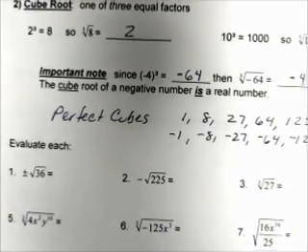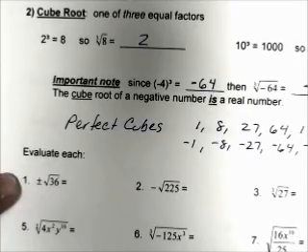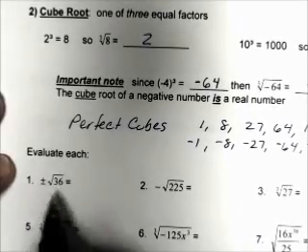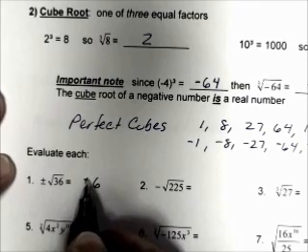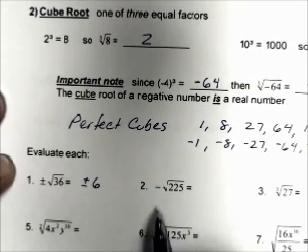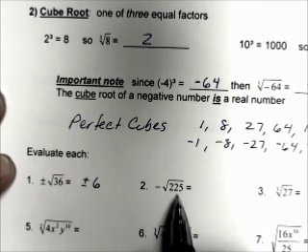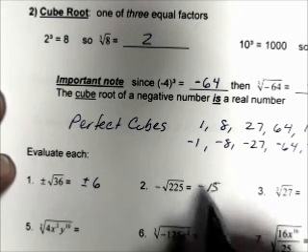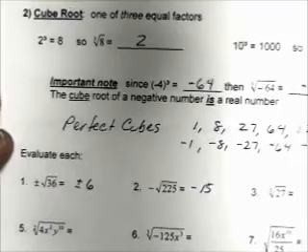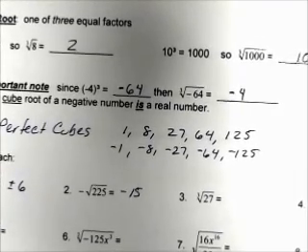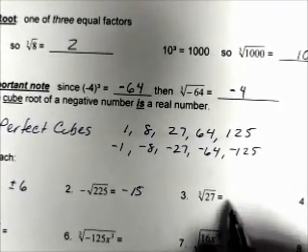Let's evaluate each here. We have plus or minus the square root of 36. The square root of 36 is 6. Copy over the plus or minus. Negative the square root of 225. The square root of 225 is 15. Bring over the negative. The cube root of 27. The cube root of 27 is 3.